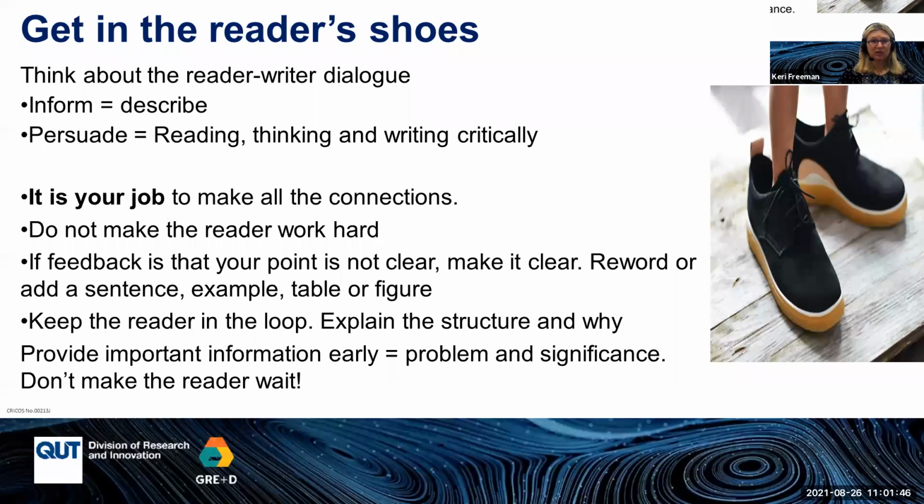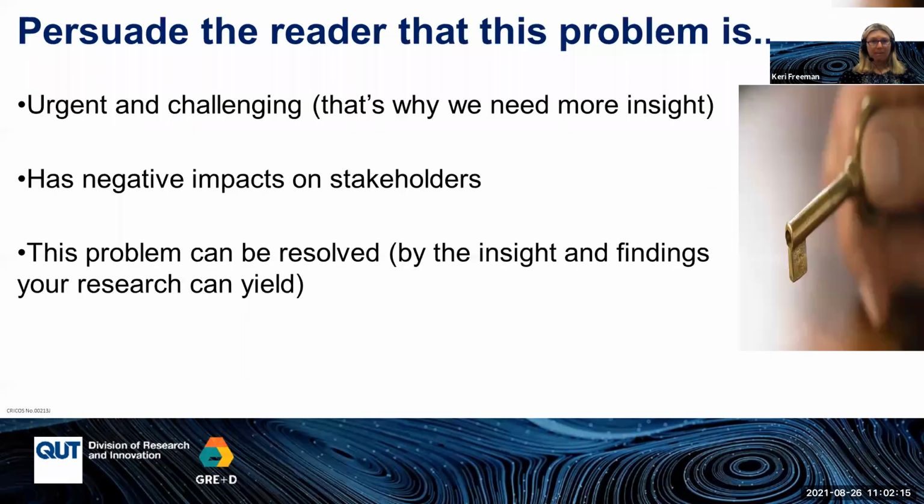Explain the structure of the document as early as you can. And don't make the reader wait for your research aims and the significance. Tell them very early on what it is, and then you expand as you go through your document. Now, as I said, a lot of these things we're talking about are strategies and important parts of your research proposal. In the writing circle, we're going to look at examples of all of these things, okay?